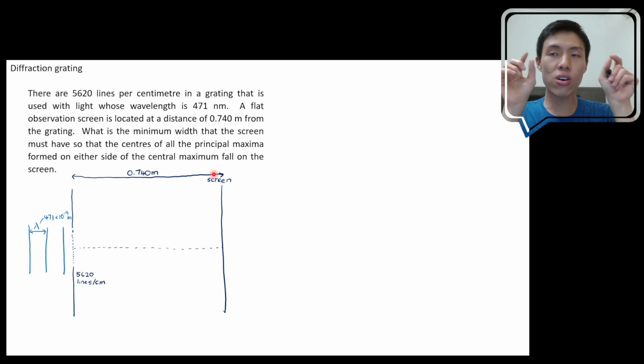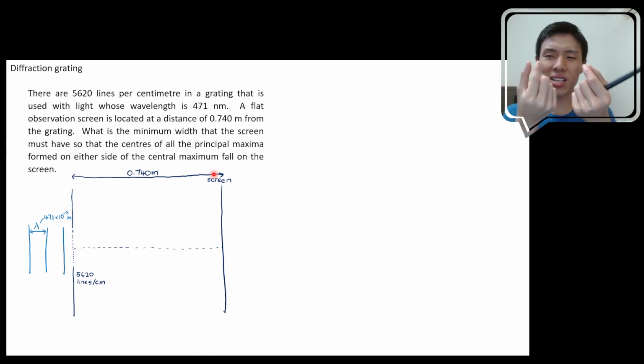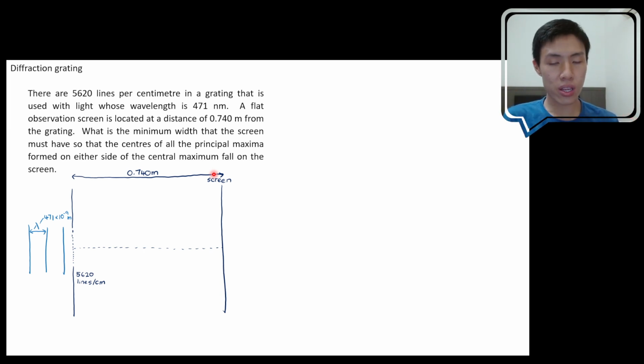Okay, they are focusing on the center of the maxima, because technically there's a bit of a width to each maxima. That's how diffraction happens. So they are only focusing on wanting the center of each maxima to fit onto the screen. So if they want to fit all the maxima on the screen, what is the minimum width required?